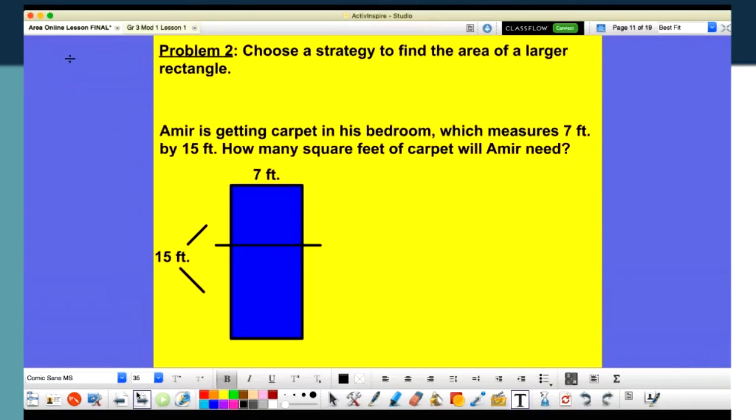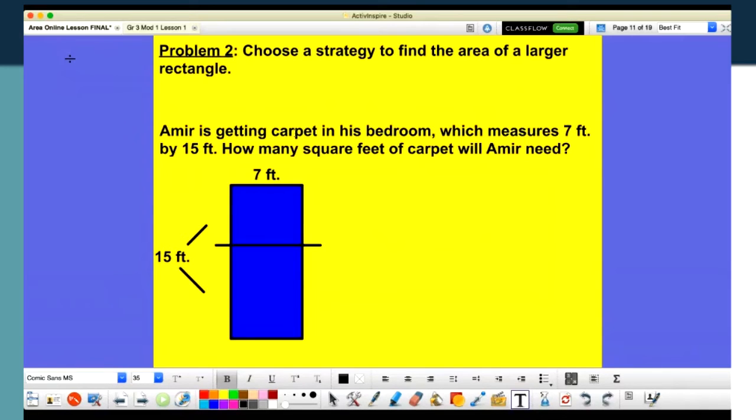Now, let's keep going. Let's look at a problem that looks a little bit different. So this one is where we choose a strategy to find the area of a larger rectangle. So in some cases, you might have a rectangle that has a larger factor. So maybe a teen number in this case.